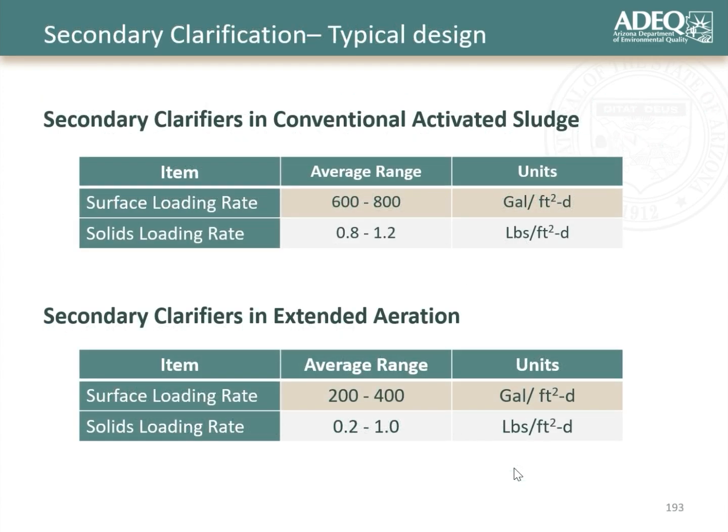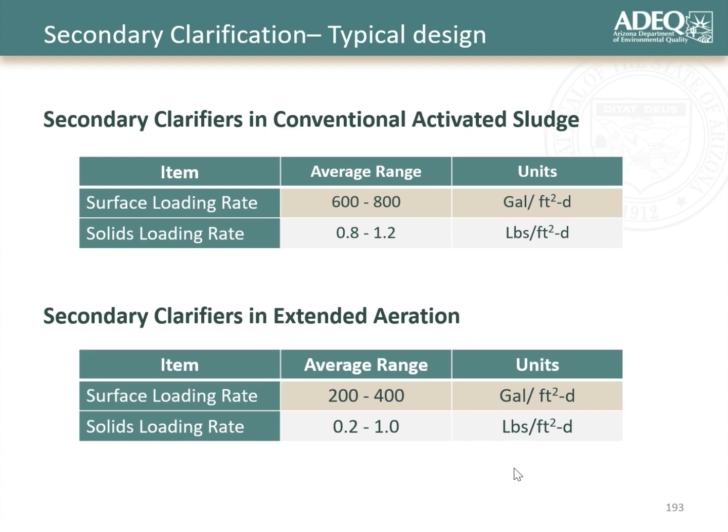So when we think about what the typical design parameters are for each one of these: under conventional activated sludge systems, the surface loading rate for secondary clarifiers is right around 600 to 800 gallons per day per square foot, whereas the solids loading rate is about 0.8 to 1.2 pounds per day per square foot.